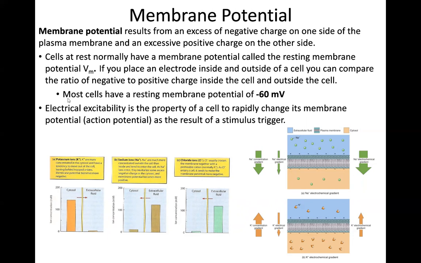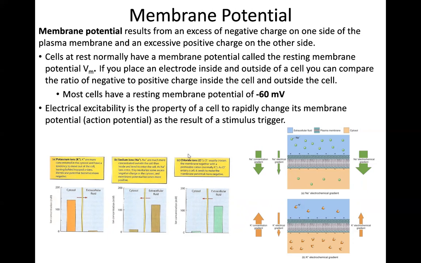What we'll find in our next lecture, which we probably won't get this far into the lecture, is that neurons have a resting membrane potential of negative 70. Okay, but neurons and muscle cells exhibit what we call electrical excitability, the property of a cell to rapidly change its membrane potential as a result of a stimulus trigger. So in other words, a stimulus triggers this number to change. And it all is because of movement of ions.